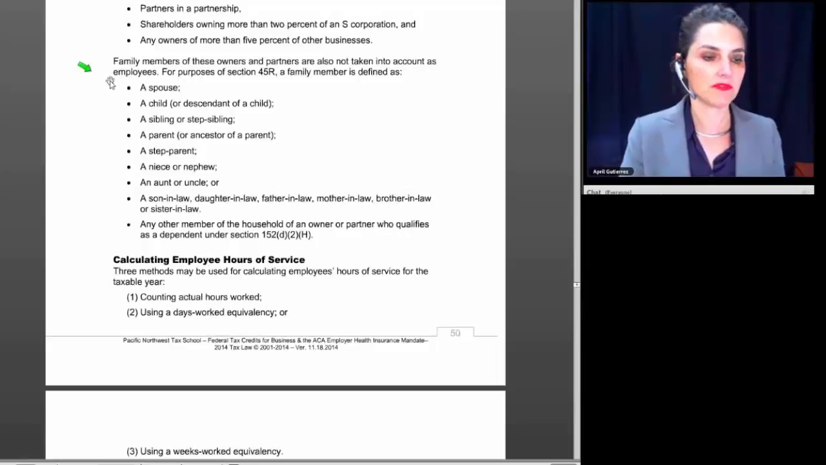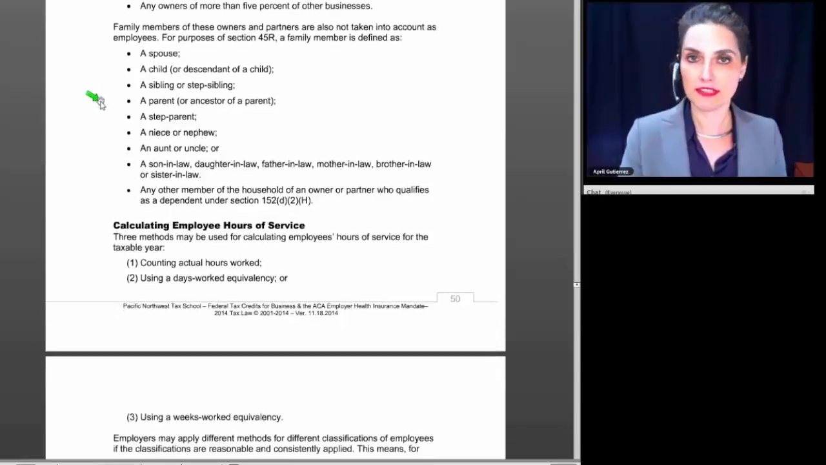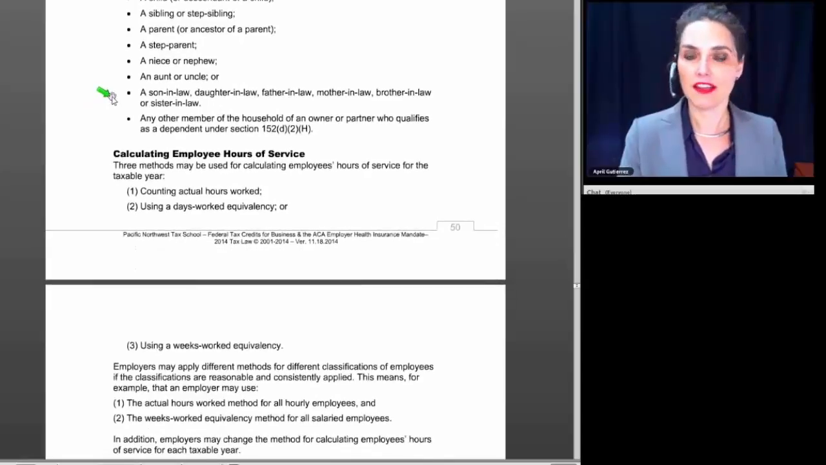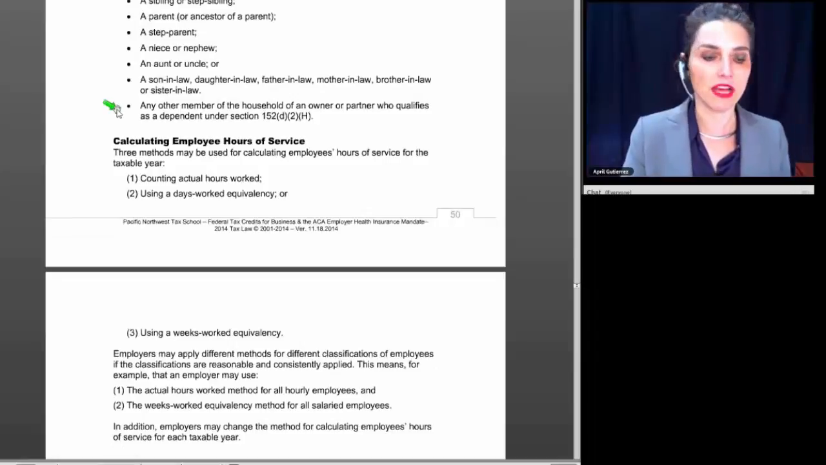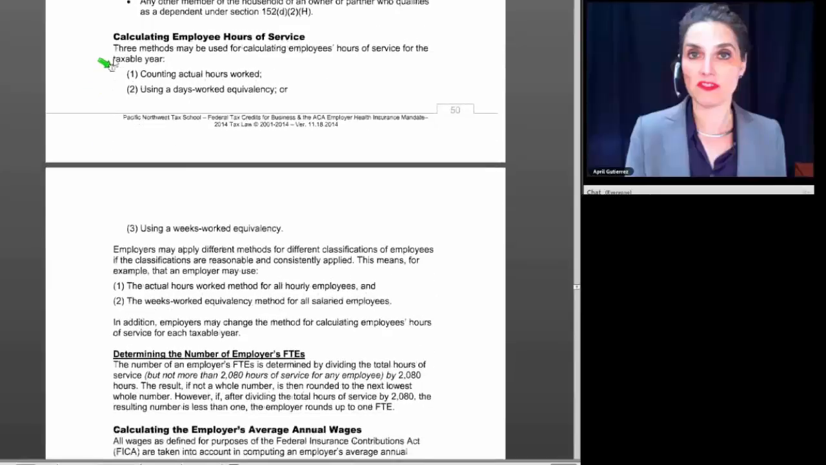For purposes of Section 45R, a family member is defined as a spouse, a child or descendant of a child, a sibling or step-sibling, a parent or ancestor of a parent, a step-parent, a niece or nephew, an aunt or uncle, a son-in-law, daughter-in-law, father-in-law, mother-in-law, brother-in-law, or sister-in-law, or any other member of the household of an owner or partner who qualifies as a dependent. So if you've got a person that you've been supporting and you've been claiming or are eligible to claim as a dependent, even if they're not related to you, you still cannot claim a credit for health insurance premiums that you buy for them through your business.